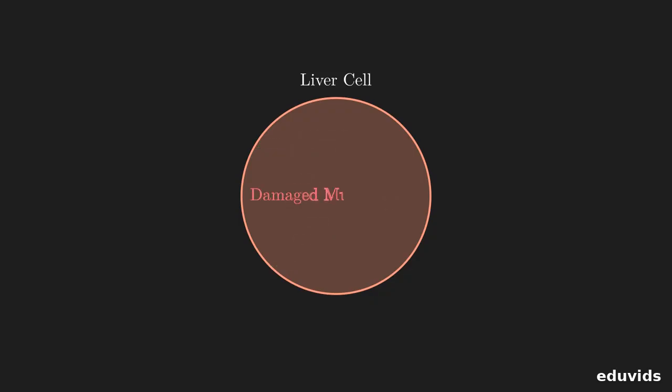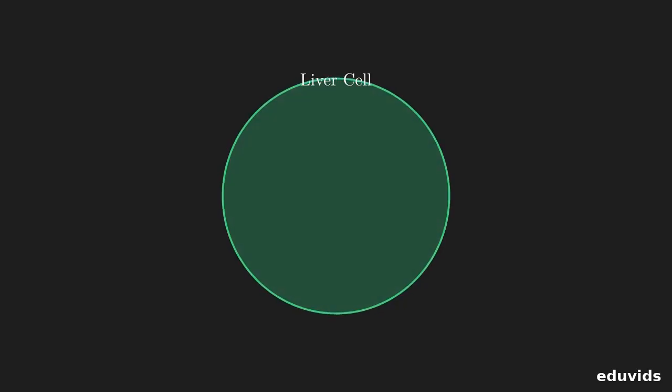Consider what would happen if a cell's mitochondria were damaged. The ETC would slow or stop, severely reducing ATP production. This shows why healthy mitochondria are essential for all cellular activities.